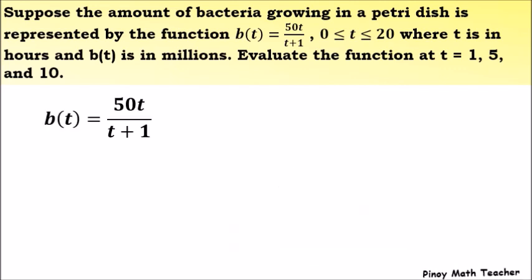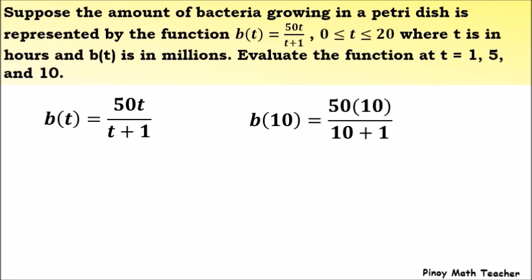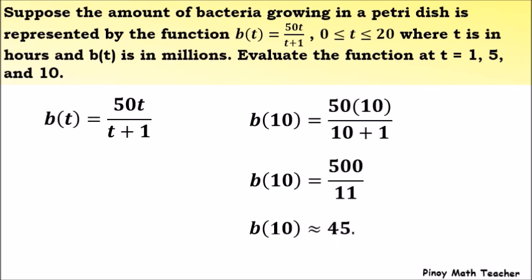Try naman natin at t equals 10. So, replace natin lahat ng t ng 10. Okay, so 50 times 10 over 10 plus 1, that is 500 over 11, or that is approximately equal to 45.45. So, 45.45 million ang bakterya sa petri dish after 10 hours.